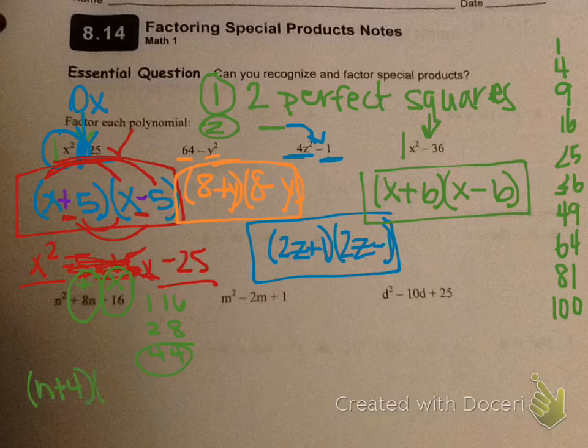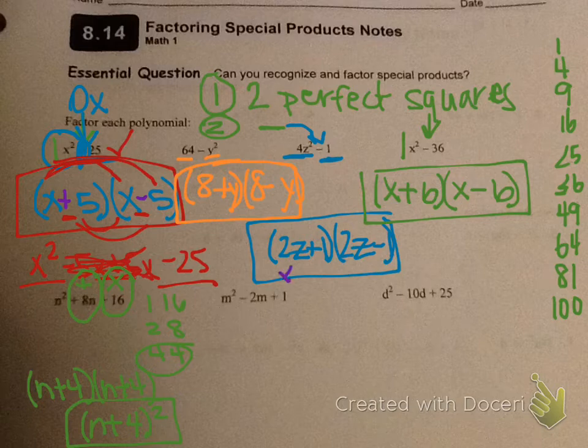So we get n plus 4, n plus 4, which then we can rewrite as n plus 4 squared. So it's kind of the least amount of writing as possible.